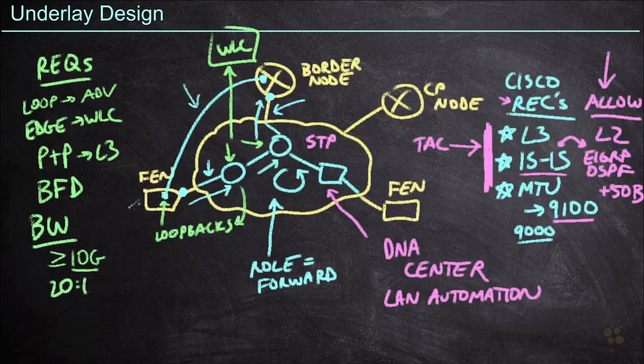In other words, if we have 48 links hanging off of this fabric edge node and we have a single 10 gig link upstream, well, that would be a 4.8 or roughly a 5-to-1 ratio. So 20-to-1 is quite a bit, but at the same time, it's something to be aware of in case we have a lot of different switches hanging off of these fabric edge nodes.